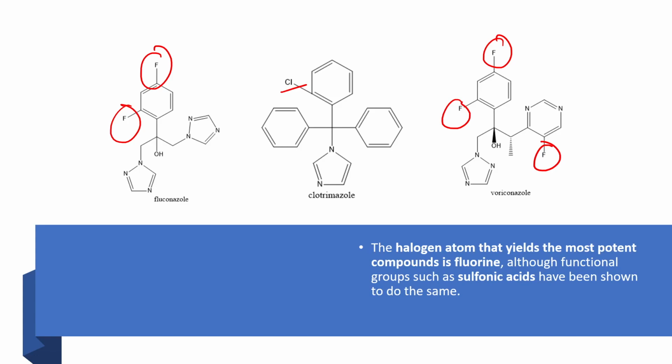Now, sulfonic acids have been shown to do the same, but it is rare to see sulfonic acid on our antifungal azole. Our sulfonic acid has this structure right here: R-S double bond O-R. And that is our SARs for our azole antifungals.